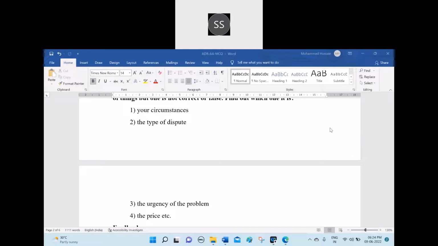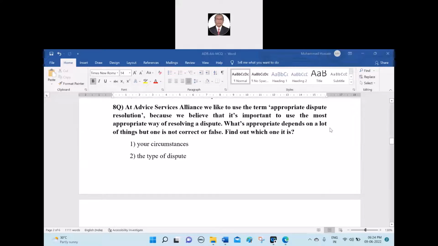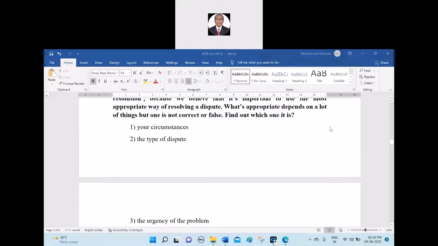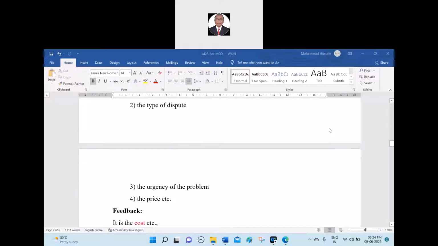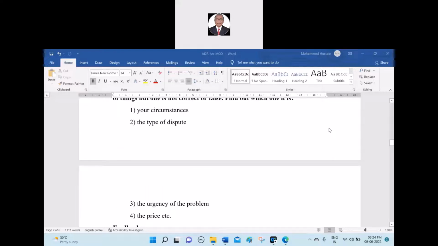It shows the nature of the ADR. Please show the question, sir. It is the nature of the ADR: appropriate, which cases will go to that? What is appropriate depends upon a lot of things, but one is not correct. It means which cases will go to the ADR. So it depends upon your circumstances, the type of the dispute, the urgency of the problem, the price, etc.